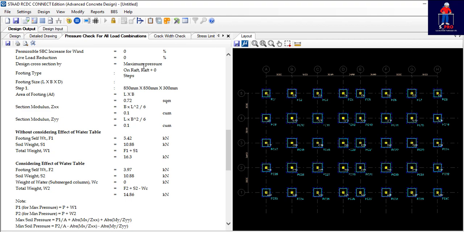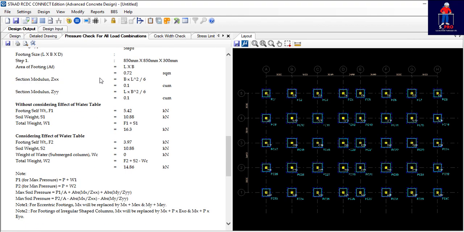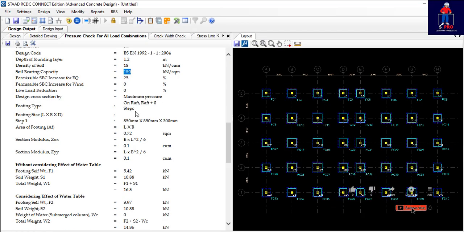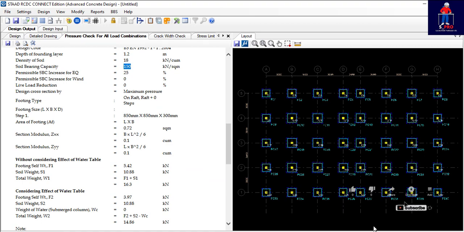pressure check for all load combinations. Okay, see, for footing number FC1, column number C1, design code is BS EN European norm 1992 2004, depth of founding layer 1.2, density of soil 18 kN/m³, soil bearing capacity of 150 kN/m², permissible soil bearing capacity increase for EQ. Okay, you have design cross section.